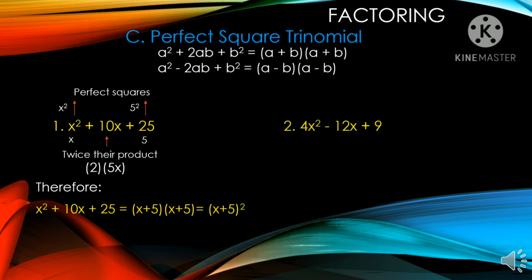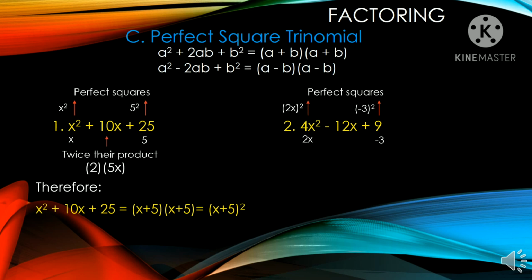Number 2, 4x squared minus 12x plus 9. Your first term, 4x squared, is that a perfect square? Yes. How about 9? Is that a perfect square? Yes. So the first and last terms are perfect squares. What is the square root of 4x squared? 2x. How about your 9? Okay, it can be 3, it can be negative 3. The square root of 9 is positive 3 or negative 3. Negative 3 nilagay ko dyan since the sign of our middle term is negative 12.